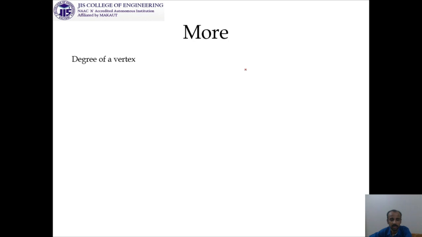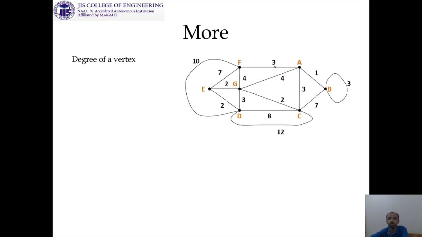Now we are getting some more information on this: the degree of a vertex. If we consider a vertex, suppose this one, then how many edges are incident on that particular vertex? We actually count that, and then we call it the degree of this vertex. So the degree of this vertex A is 4. Now what is an even degree vertex? An even degree vertex means the degree of the vertex is even. So this is an even degree vertex.